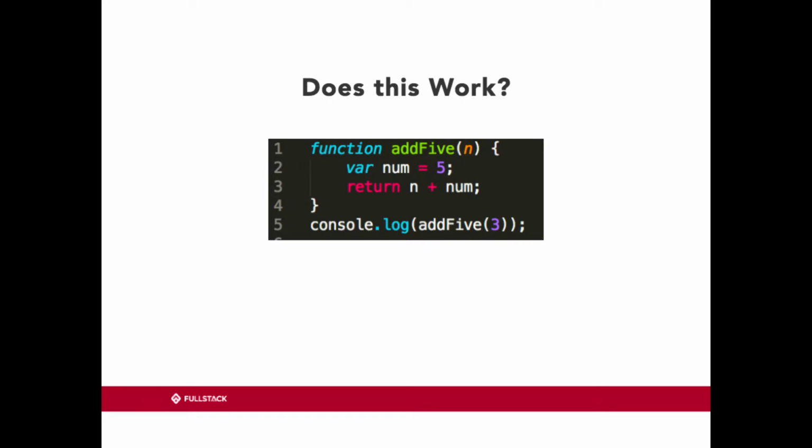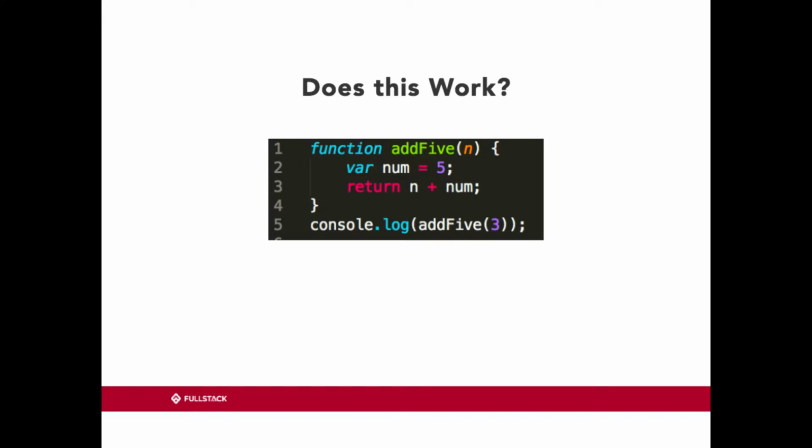Okay, so in this case, we have a function called add5, right? And notice these curly braces here. That's the scope for this function, right? In it, we declare this variable called num, and we set it to 5. We pass in an n, and we say, all right, return n plus num. So here, when I try to console log out add5 and I pass in 3 as a number, what should I be getting?